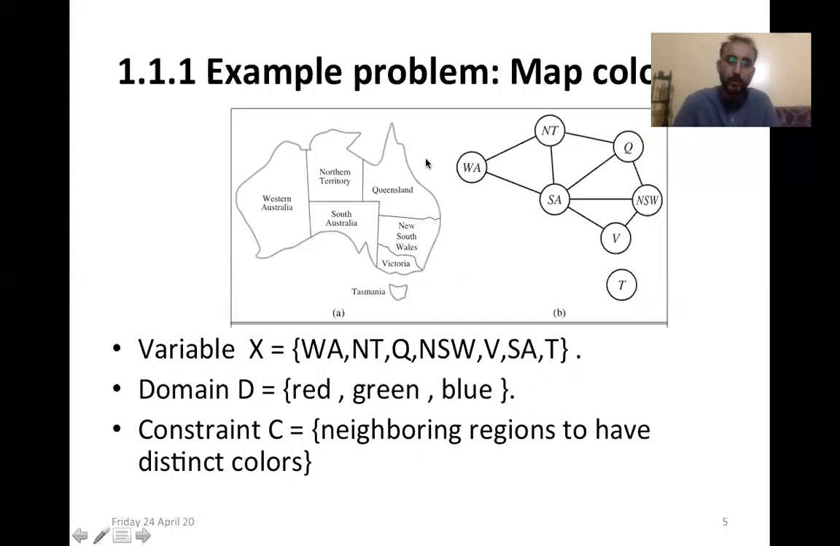We have different states available in this map. One state, which is Tasmania, is not joining with any other state. It is some kind of independent or separate state in the map. So there is no neighborhood between Tasmania and any other state. There is no direct connection. Maybe there is a sea between them. On the right hand side, you are seeing a graph.